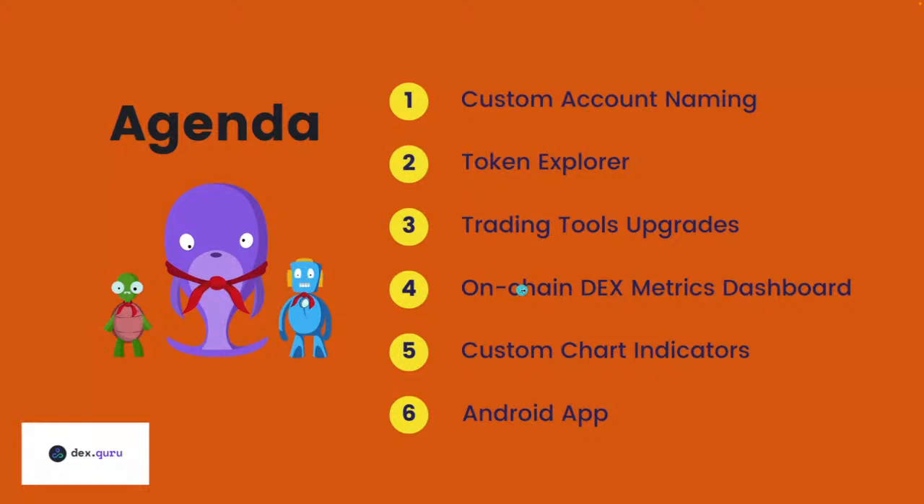Then, on chain DEX metrics dashboard that gives you an overlook of markets. Then custom chart indicators such as whale volume and token liquidity that you can see directly on the trading chart. And lastly, we're going to quickly talk about our Android app.